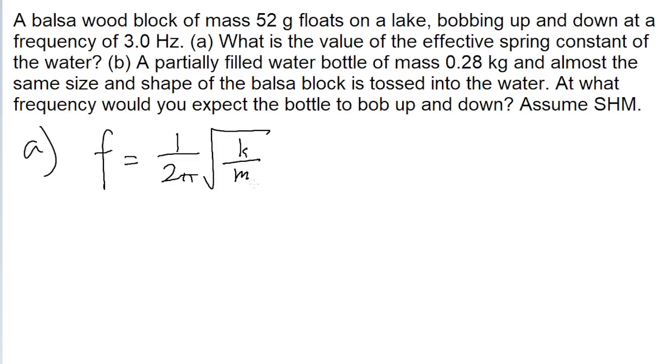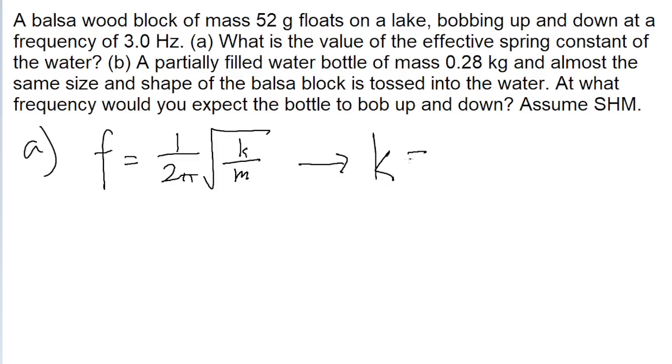Now because we're looking for the spring constant here, and because all the other variables are given to us, we will algebraically rewrite this equation to solve for the spring constant k. So it's a bit of algebra here, but fortunately it's not too difficult algebra. We're going to multiply both sides of the equation by 2 pi to get this 2 pi out of the denominator. Then we're going to square both sides of the equation to get rid of this square root. And then we're going to multiply both sides of the equation by m to get k on its own.